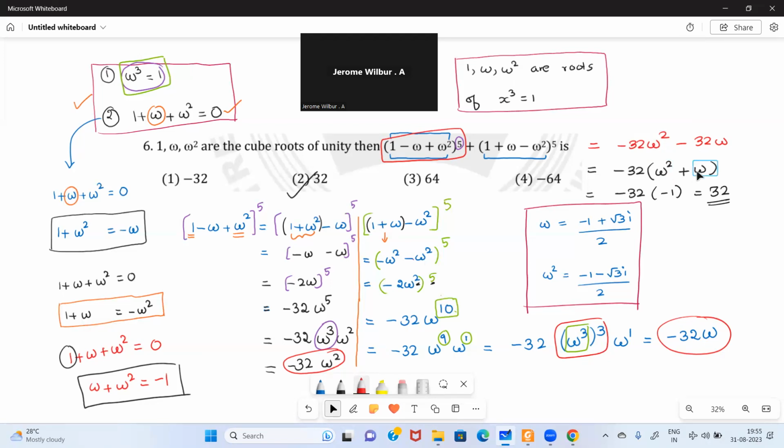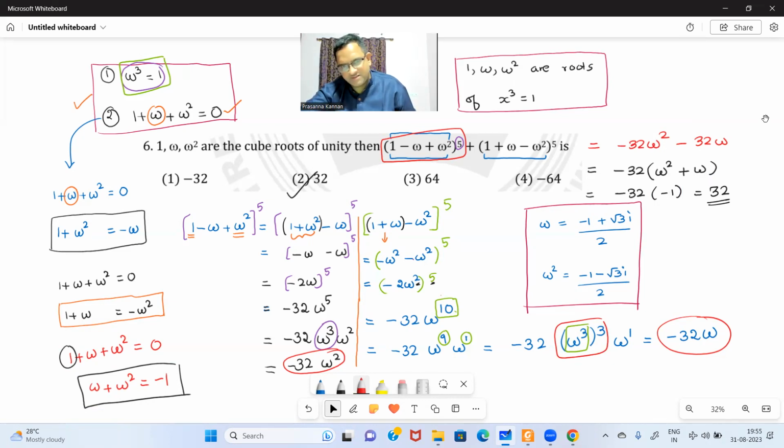From the equation 1 plus omega square is equal to 0, we shift 1 to the other side. So it will be omega plus omega square is equal to minus 1. So we replace omega square plus omega with minus 1. So we get 32. Excellent explanation, Jerome. Guys, this is how everybody can answer when your concentration is 100%. Okay, very good, Jerome. Congratulations.